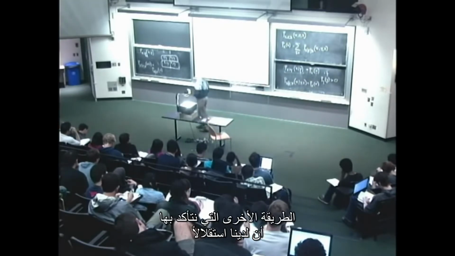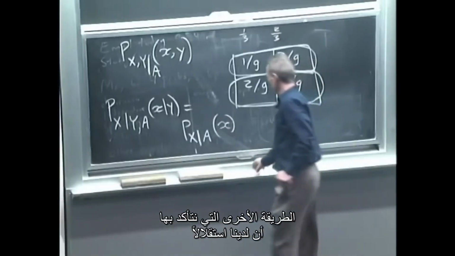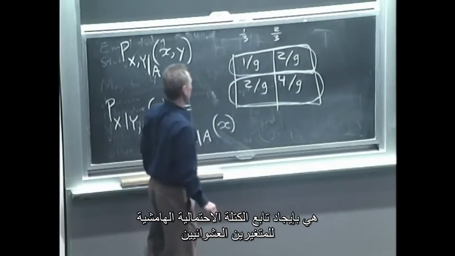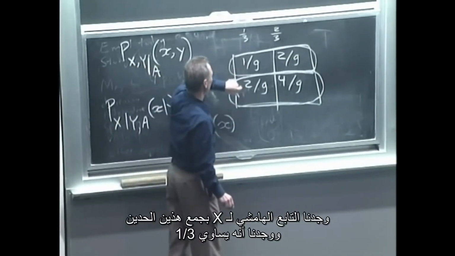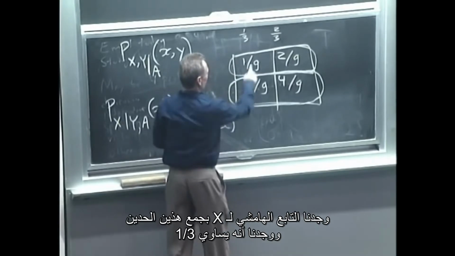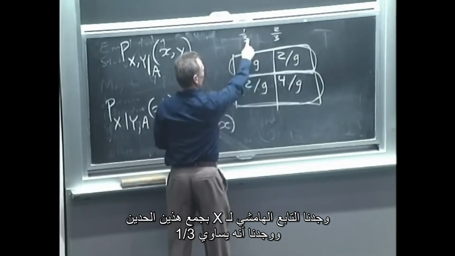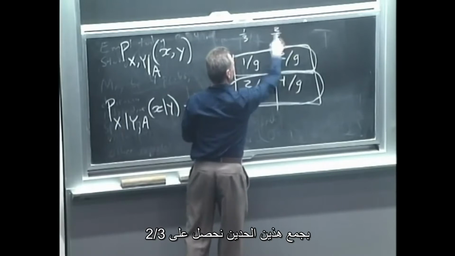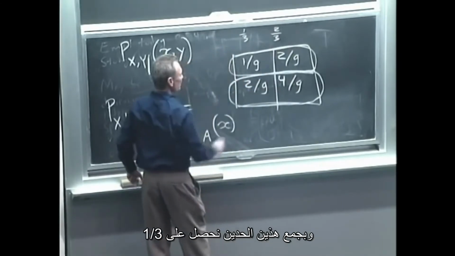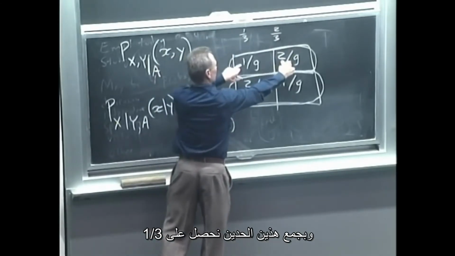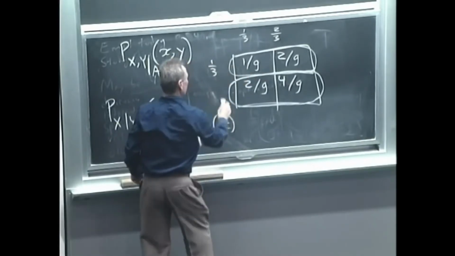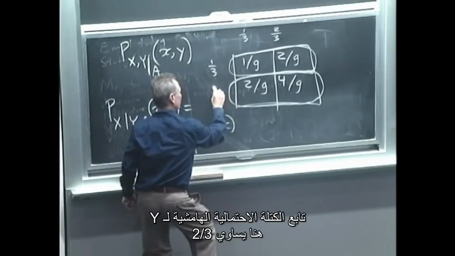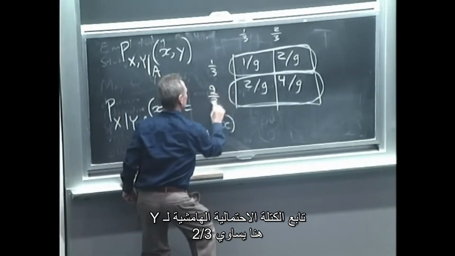Now, the other way that you can verify that we have independence is to find the marginal PMFs of the two random variables. The marginal PMF of x, you find it by adding those two terms, you get 1/3. Adding those two terms, you get 2/3. Marginal PMF of y, you add these two terms, and you get 1/3. And the marginal PMF of y here is going to be 2/3.